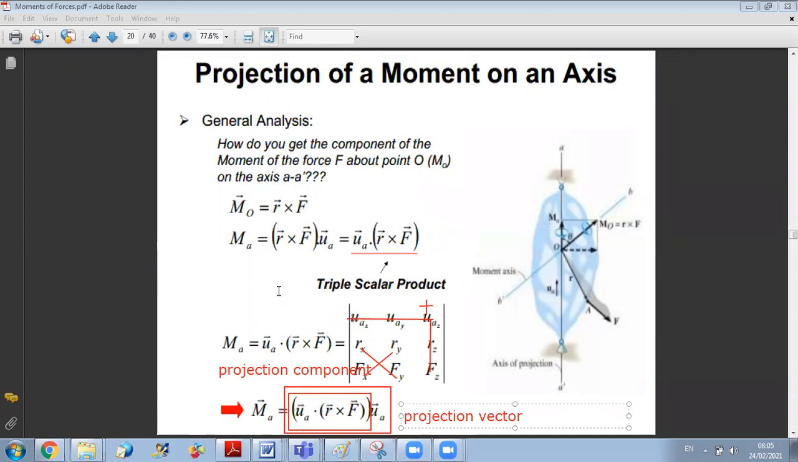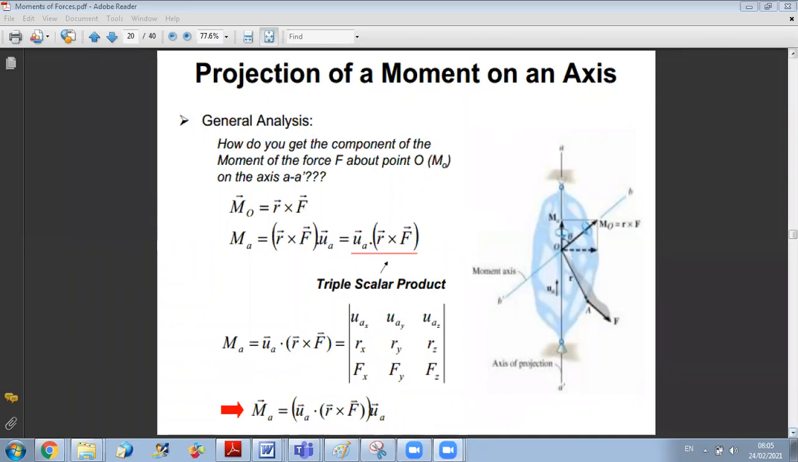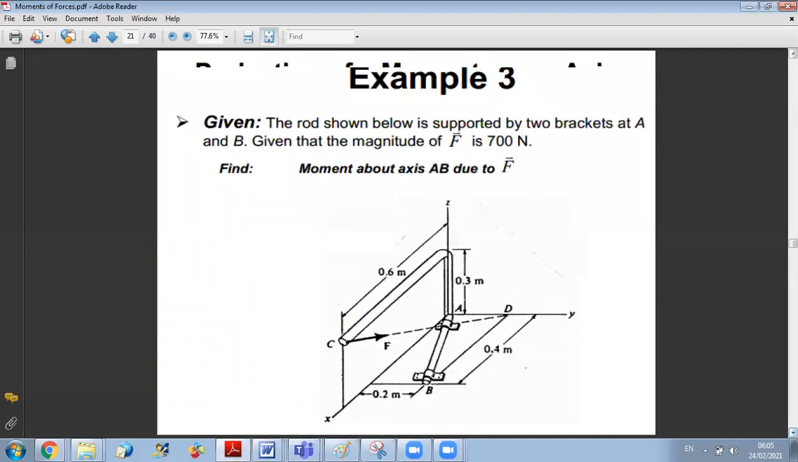Any question on this? So now we will do an example to practice how to find the moment about a certain axis. The rod shown below is supported by two brackets at A and B. Given that the magnitude of F is 700 Newton, find the moment about axis AB due to F.